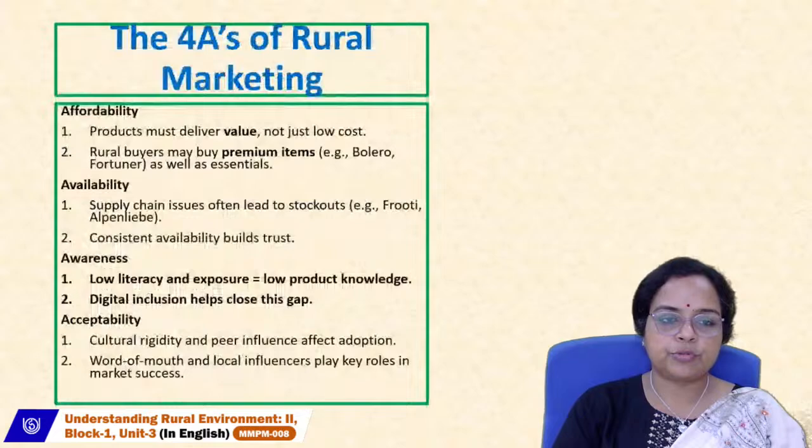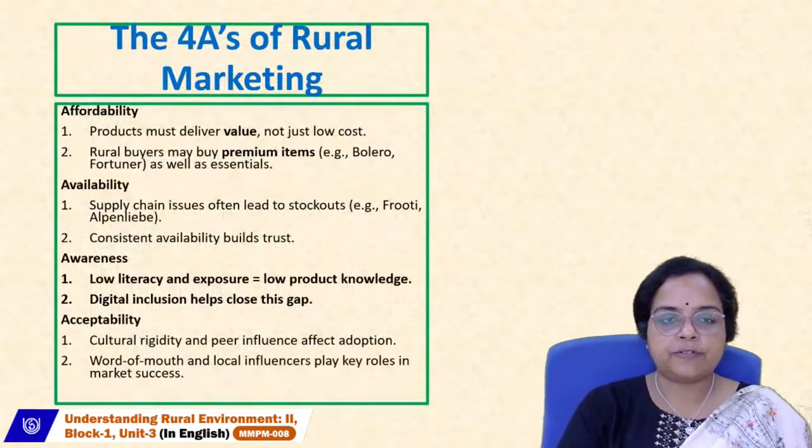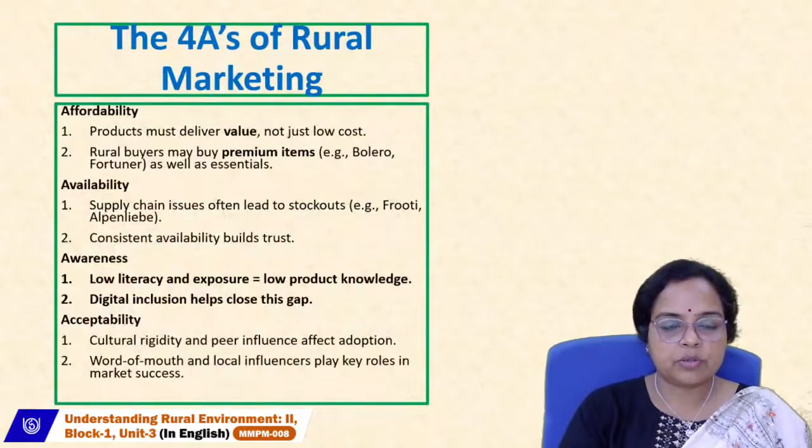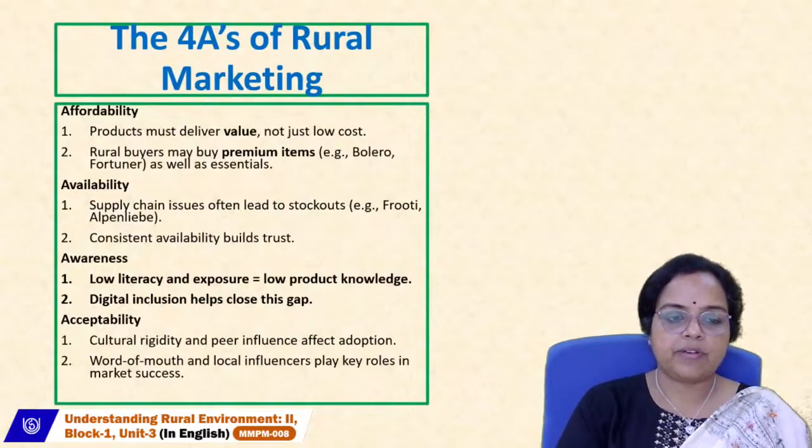The 4 A's of rural marketing. To simplify all these things, there is a model of 4A. You can remember this also. The first A is affordability, then availability, then awareness and acceptability.